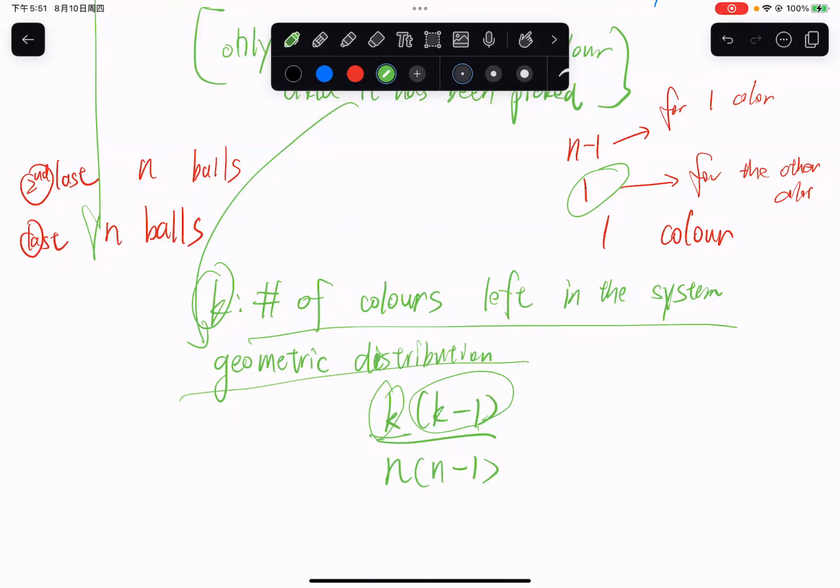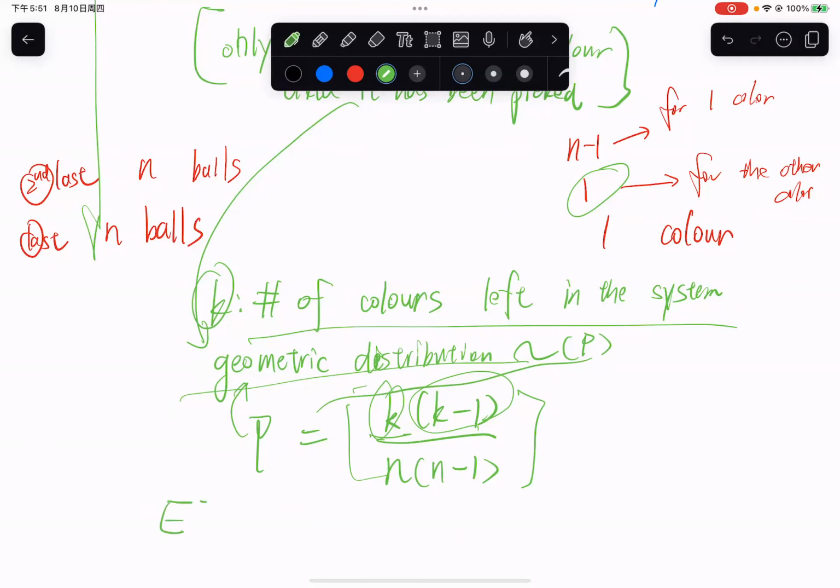What is geometric distribution? It means after a lot of failures, the first time you get a win, right? The first time. So here, it is just equivalent to what? The first time one of the colors still in the system has only one ball and it has been picked up. So this is just the probability P for this geometric distribution. So it follows P, and P equals this.